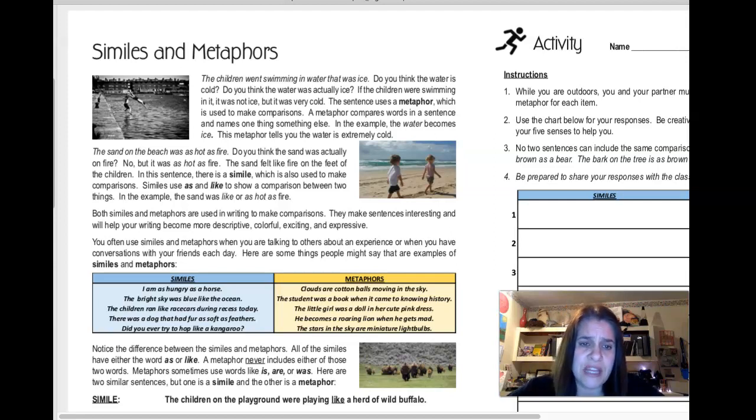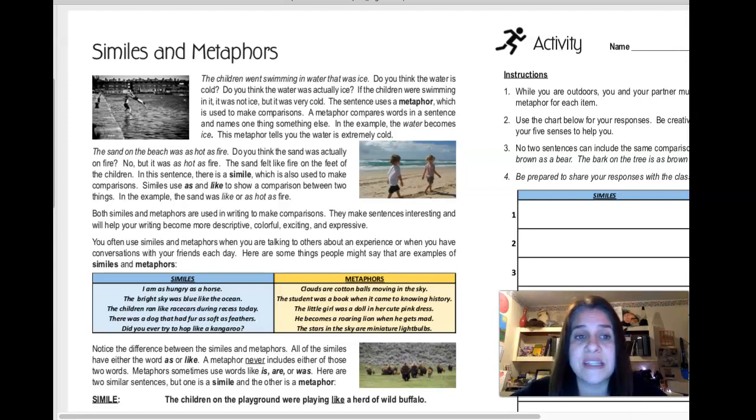The sand on the beach was as hot as fire. Do you think the sand was actually on fire? No, but it was as hot as fire. The sand felt like fire on the feet of the children. In this sentence, there is a simile, which is also used to make comparisons. Similes use as and like to show a comparison between two things. In this example, the sand was like or as hot as fire.